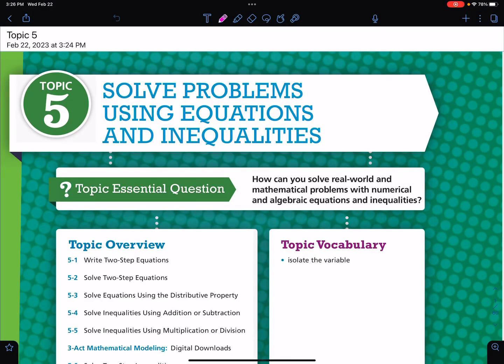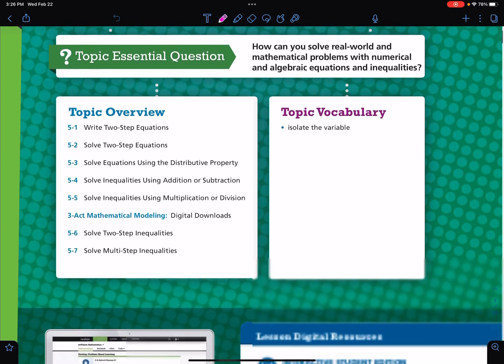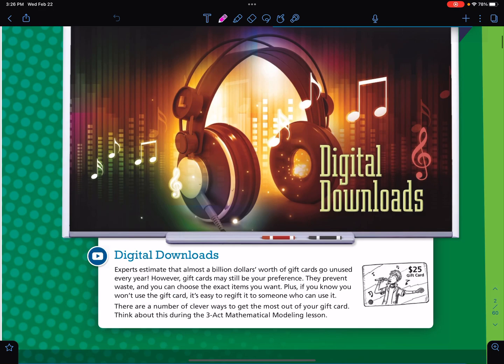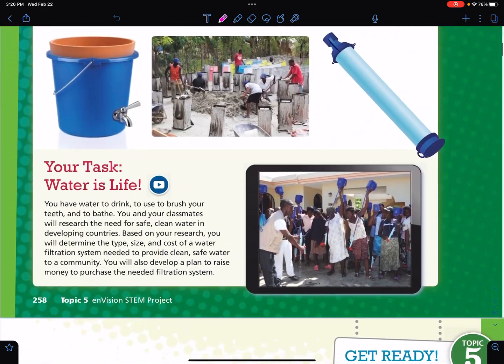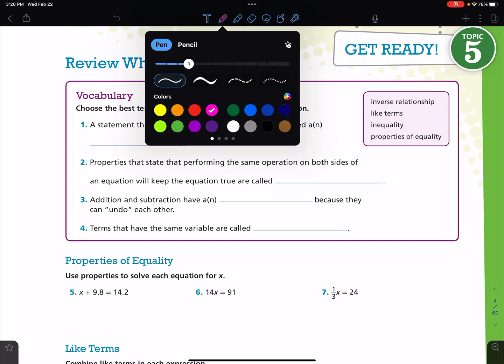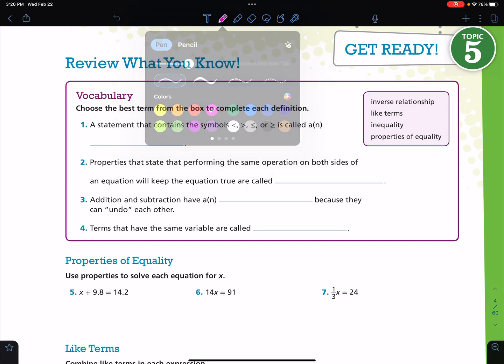Okay, this is solving problems using equations and inequalities. I do want you guys to recognize that we're going to be working with expressions which do have solutions, whereas last unit we did not. We're going to quickly go over these answers.